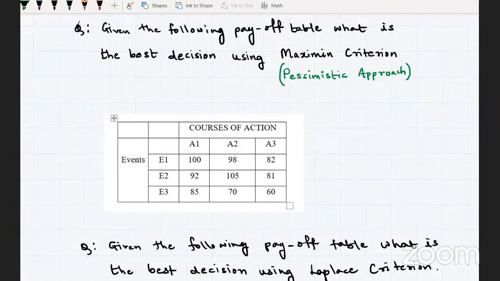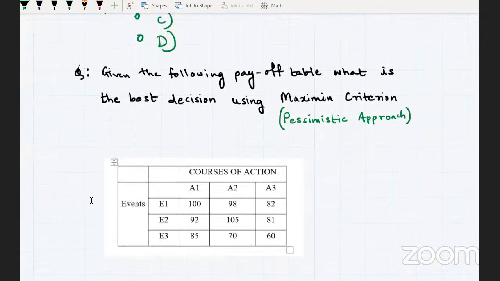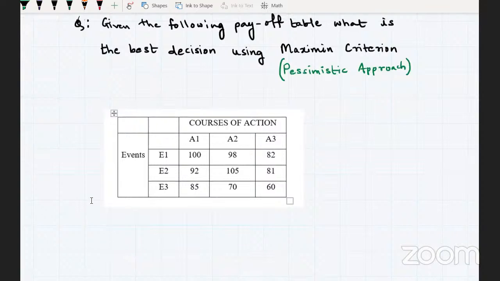Let us go to the second question. I need some space here. Let me just create space. Do you see the question now clearly? Okay. So the question is Maximin criteria. The first part is the same. Given the following payoff table, what is the best decision using Maximin criteria?